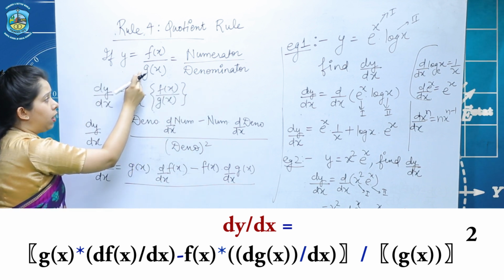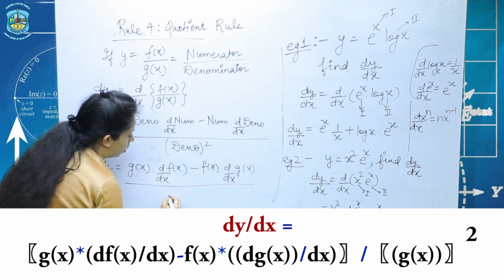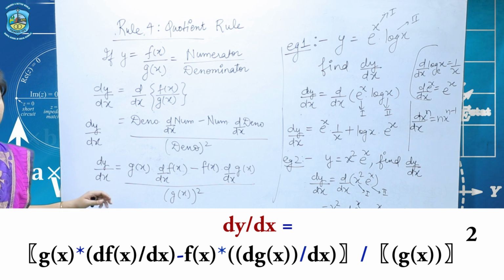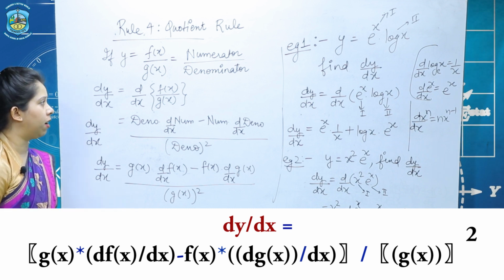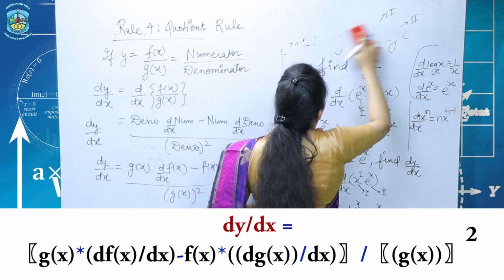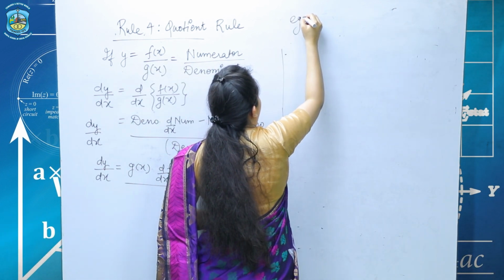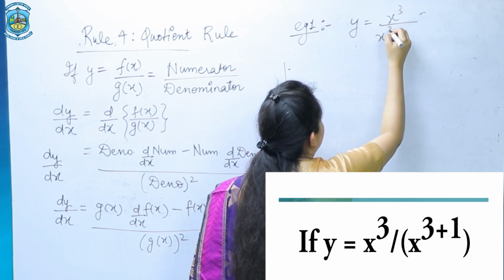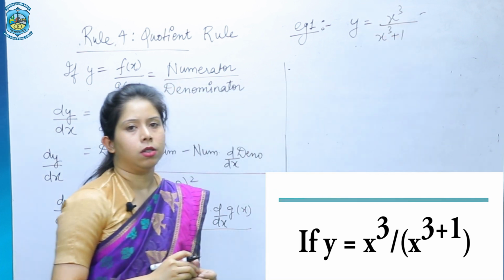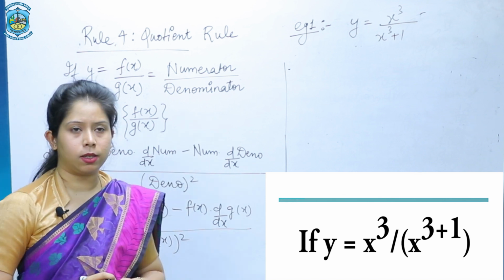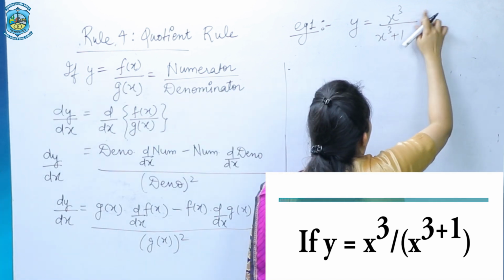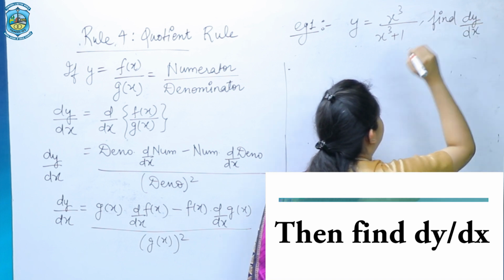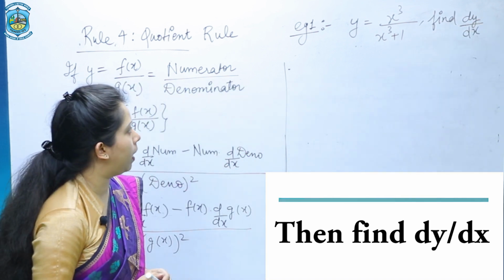So here we are having g of x as the denominator. So taking the square of the denominator, this will give you the quotient rule, rule number 5. Now we may consider one example. Example number 1, if y is equal to x cube upon x cube plus 1. This is the function, and we are finding the derivative of the function. We are finding dy by dx.